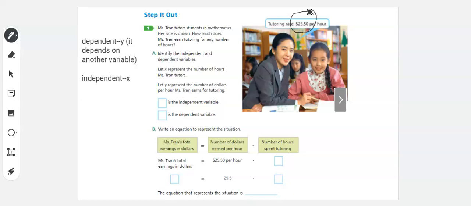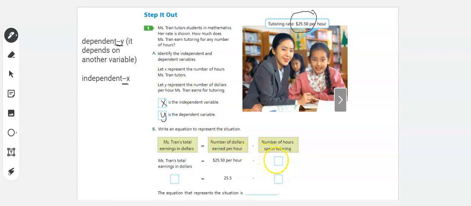First, we're going to identify the dependent and independent variables. Let X represent the number of hours Ms. Tran tutors. Let Y represent the number of dollars. So I'm going to look at the independent first. The independent is the X. The dependent is the Y. Remember, we wrote it right here, and I reminded you of it. Now we're going to put it down here.